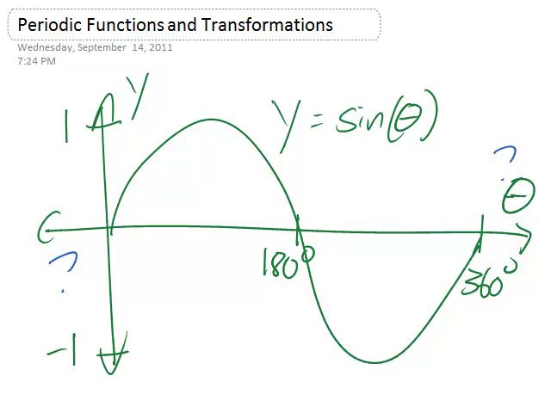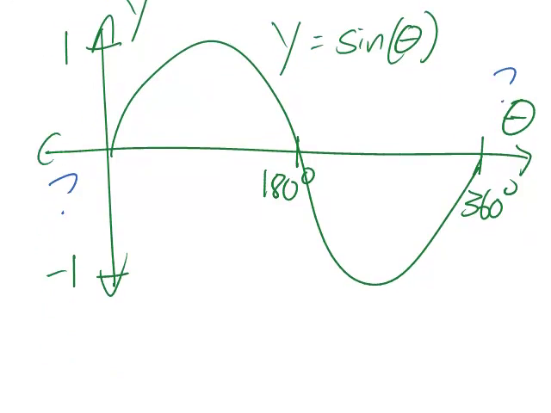But the fact that you don't do it often doesn't mean you can't. 361 degrees is a perfectly fine measure of an angle. It's just really the same thing as 1 degree. In other words, the coterminal angles.